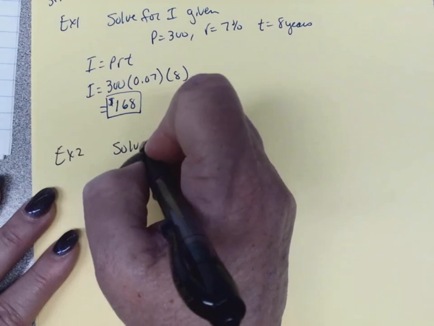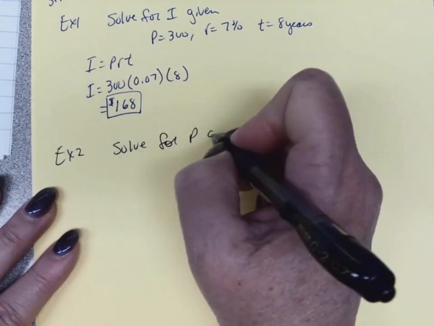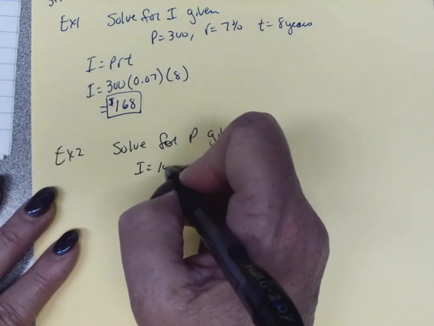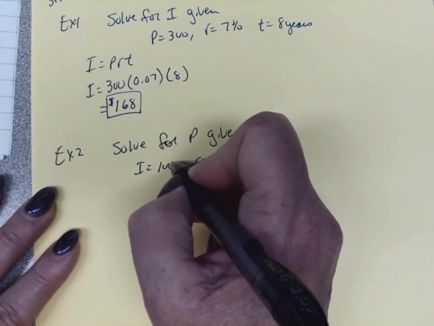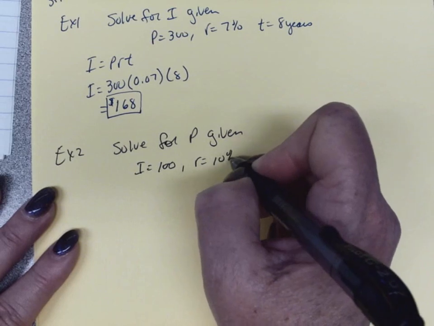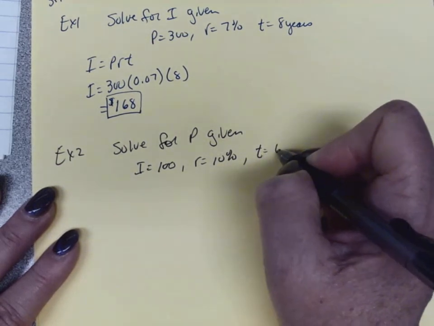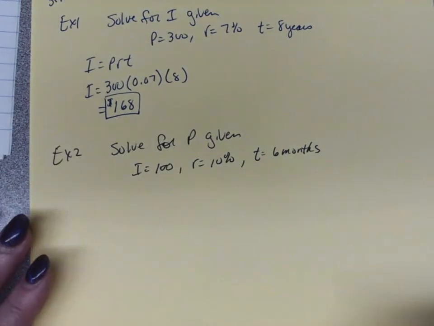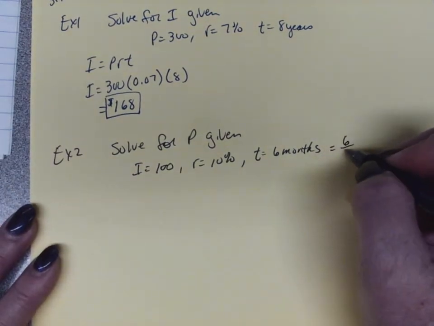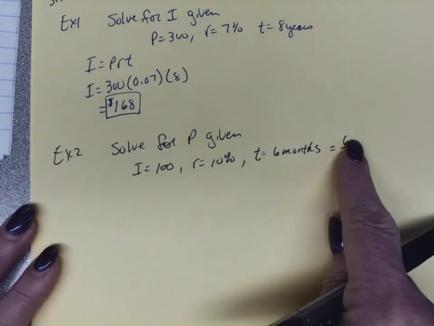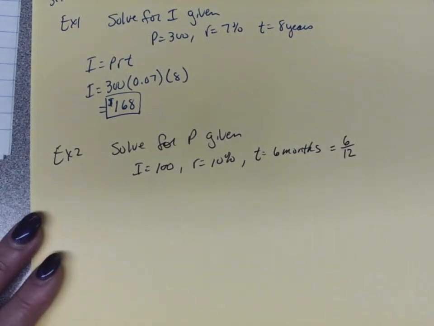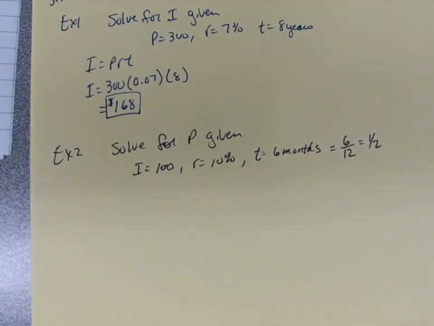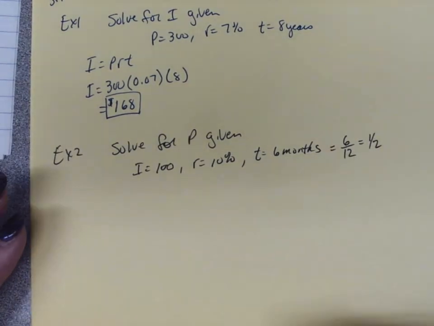Let's look at example 2. Here we're going to solve for P, given that I equals 100, R equals 10%, and T equals 6 months. Now remember, it has to be in the form of years, so 6 months will be the same as 6 out of 12 months, and we can reduce it down to 1/2. You don't have to put it in the formula, but they'll both divide by 6, so we can reduce it down and make our number smaller.